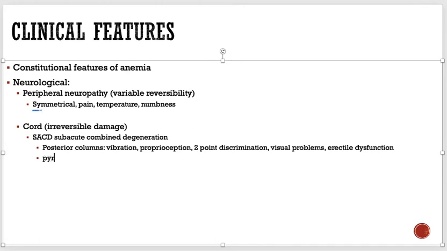And it can also affect the pyramidal tracts. So once they are affected, of course the patient is going to present with weakness. Okay. Paresis, you can say, and ataxia. Okay. So these are the neurological features of this condition.